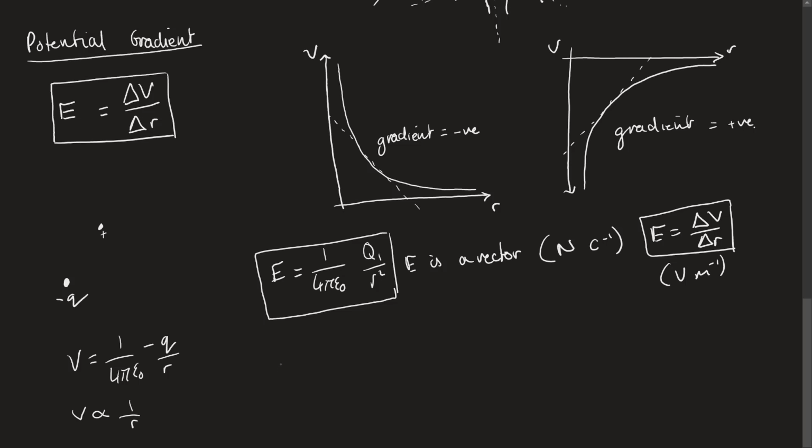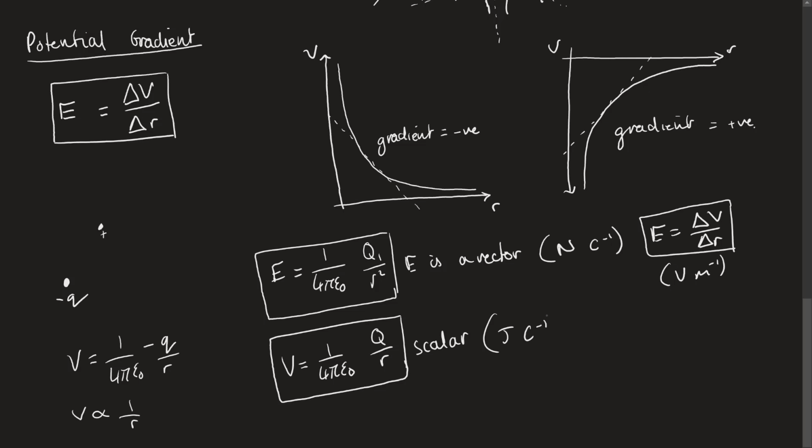Then we can say that potential, V, is 1 over 4 pi epsilon naught Q over R. Potentials are scalar, and they are measured in joules per coulomb. So this is the work done per unit charge to move from infinity to that point, and the work done is measured in joules, and the charge is measured in coulombs, so our scalar potentials are measured in joules per coulomb.